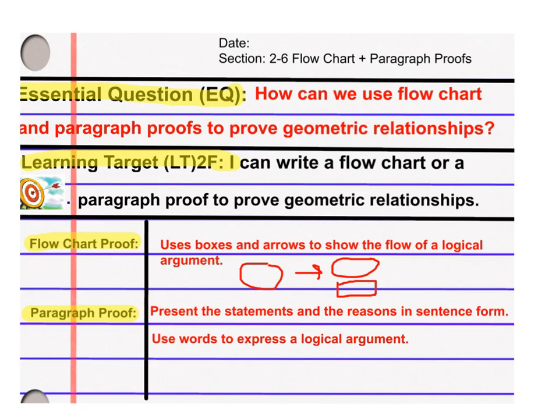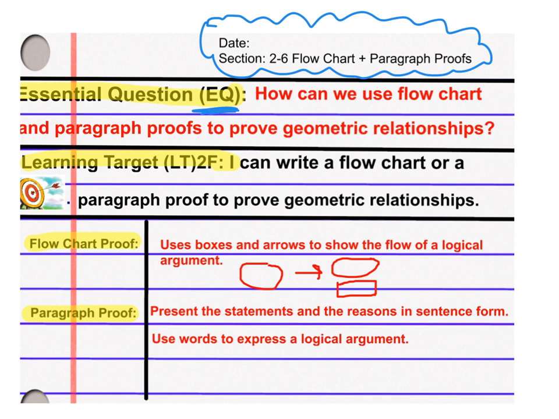This is our last section in Chapter 2, 2.6. It works on flowchart proofs and paragraph proofs, so just two different types of proofs. Make sure you're starting by putting the date in the title in the top right corner of your notes or the top of your notes somewhere. All right, then our essential question, set up your lines for your Cornell notes. Your essential question: how can we use flowchart and paragraph proofs to prove geometric relationships?